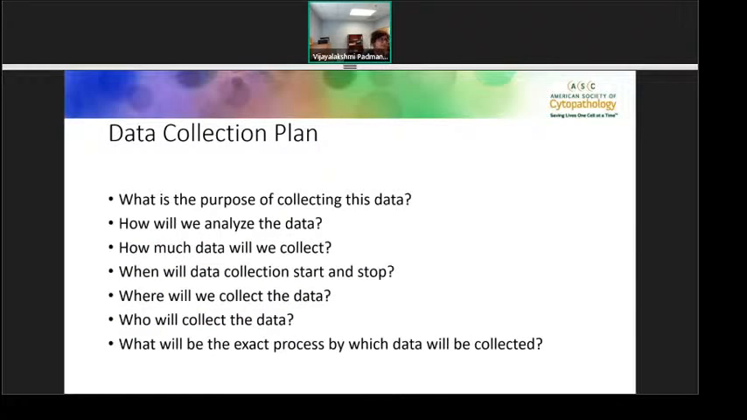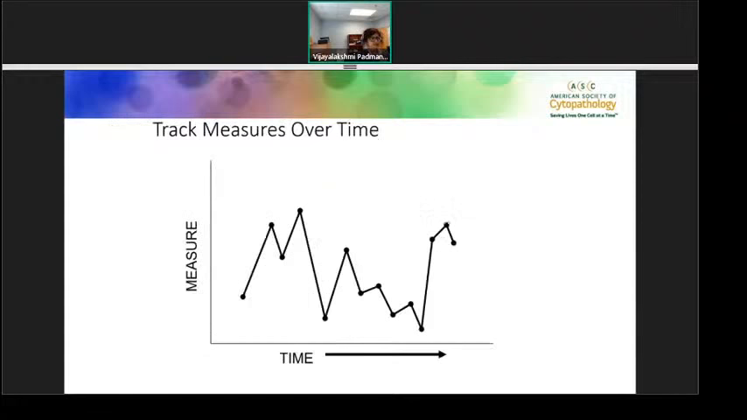Now, when you're looking to collect data, you really need to know: what is the purpose of collecting this data? How will you analyze this data? How much data to collect? When do you start? When do you stop? Who will collect the data? Where will you store that data? All this needs to be thought about before you jump into a QI project.